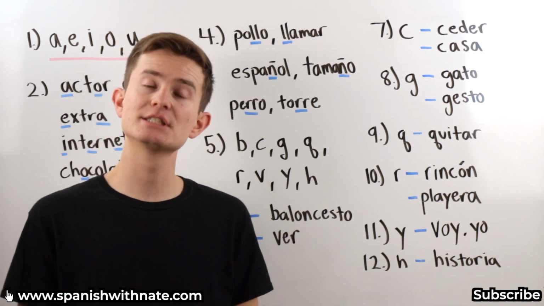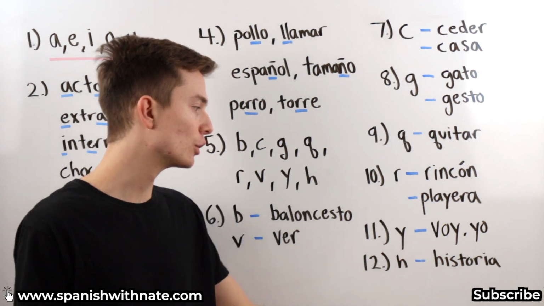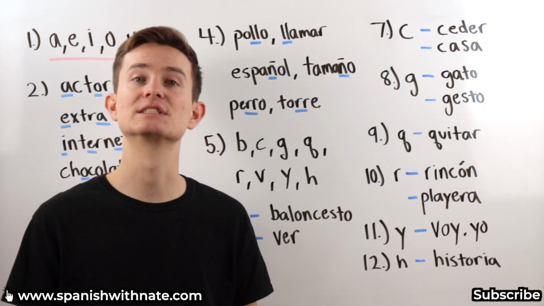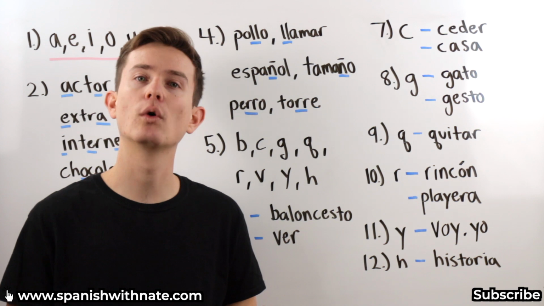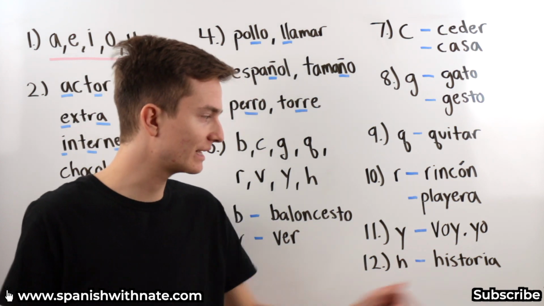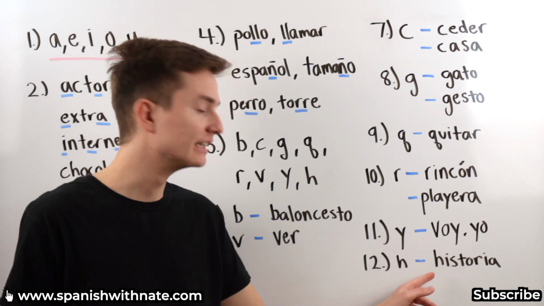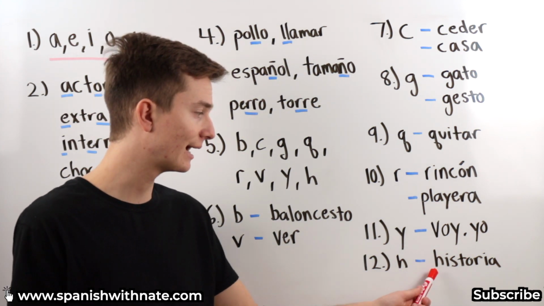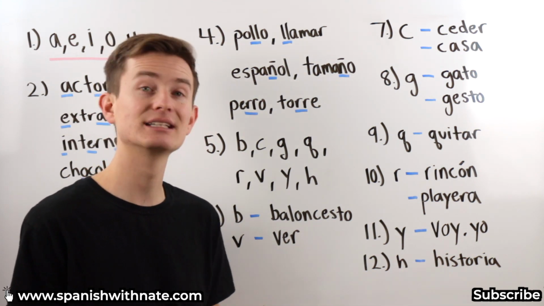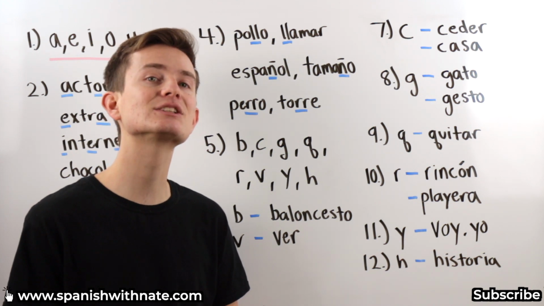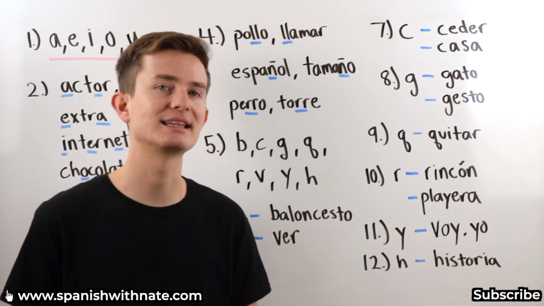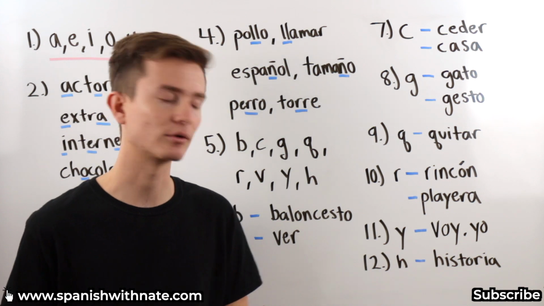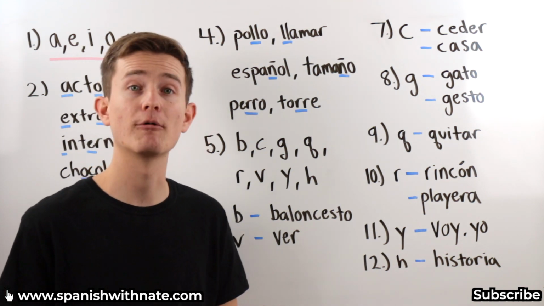Now, the H in Spanish is silent. So right here, we have this word, historia, meaning story or history. Historia, okay? So notice how I'm not hearing this H. I'm only hearing that little E, right? Historia. So it's almost like the H isn't even there, okay? So just something to be aware of.